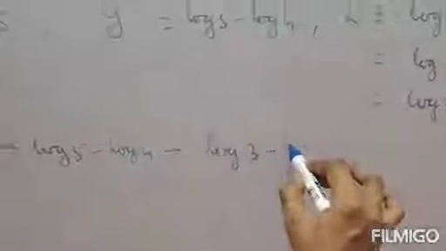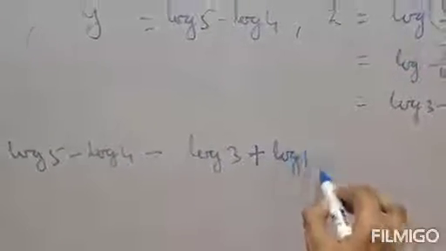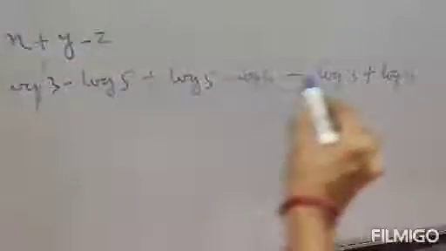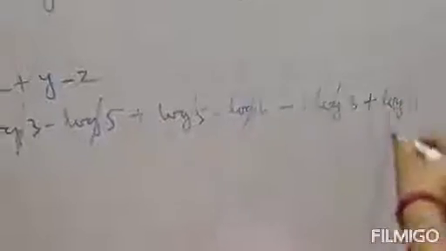So whenever you want to write minus of log 3 minus log 4, minus and minus becomes plus. So that is log 3 plus log 4. Clear? Now log 3 here and log 3 will cancel, minus log 5 plus log 5 cancel, minus log 4 plus log 4 cancel, everything will cancel. So your answer will be 0. That was question number 1.